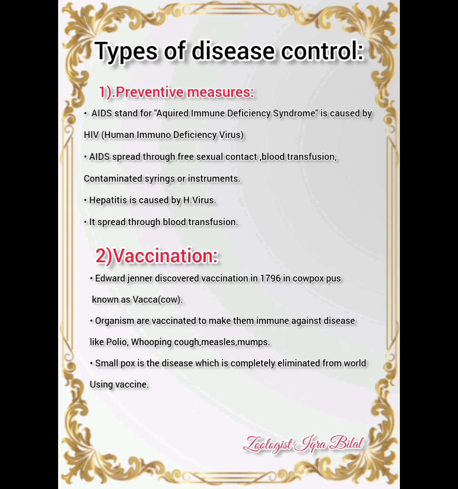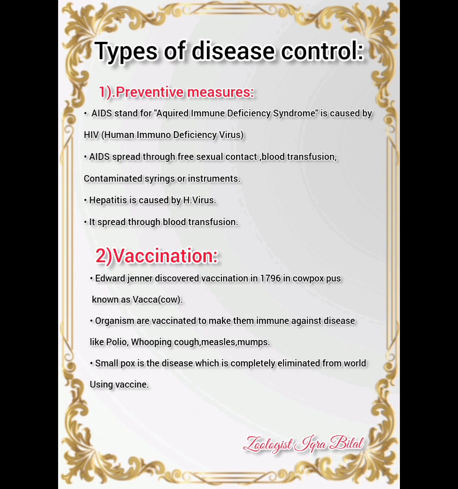Organisms are vaccinated to make them immune against disease like polio, whooping cough, measles, mumps. Smallpox is a disease which is completely eliminated from world using vaccine. It is most important that the only one disease which have been eradicated from the whole planet using vaccines.